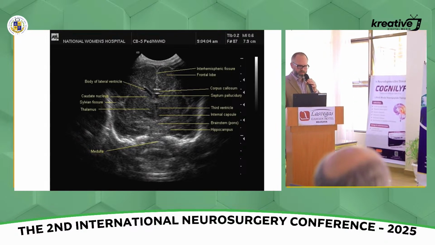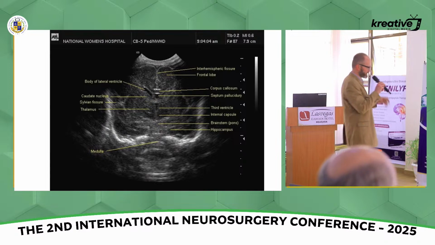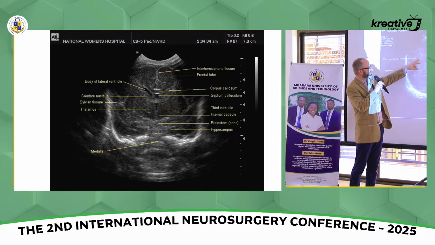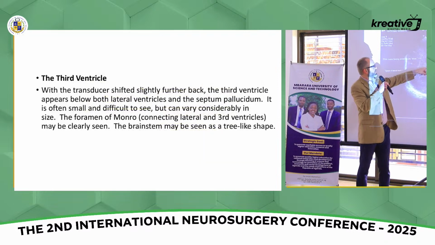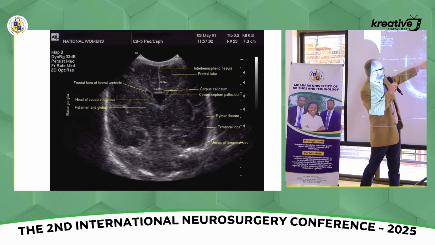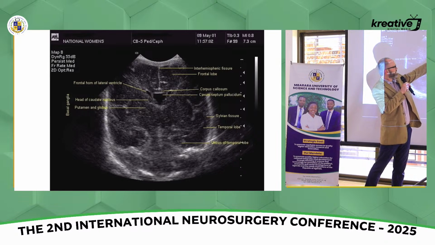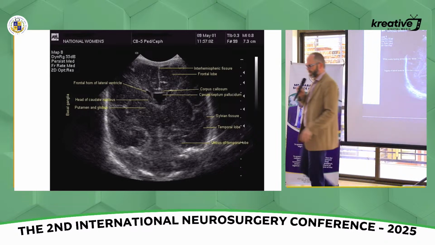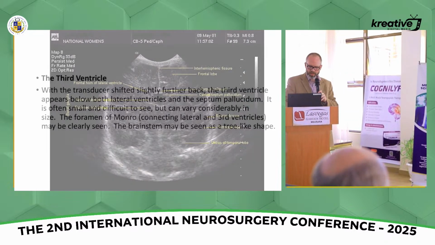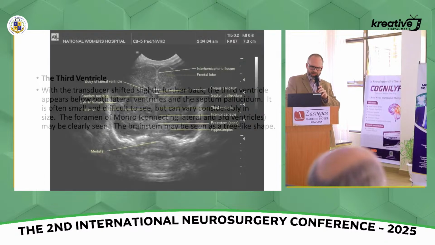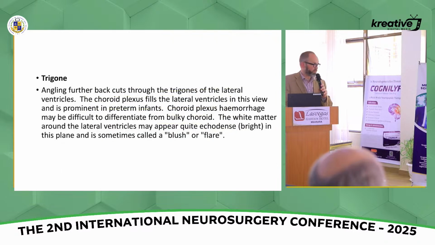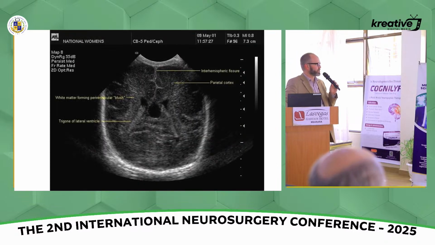If we go back even further, you just see some of the same things where you see the trigone of the lateral ventricle. White matter can form a blush here. This is then the third ventricle, and up here is parietal cortex. So it's a little difficult if you haven't looked at these often to understand what's going on. But I think it's good for you just to at least get some idea of what you see, what you're looking for, and what normal anatomy can look like.